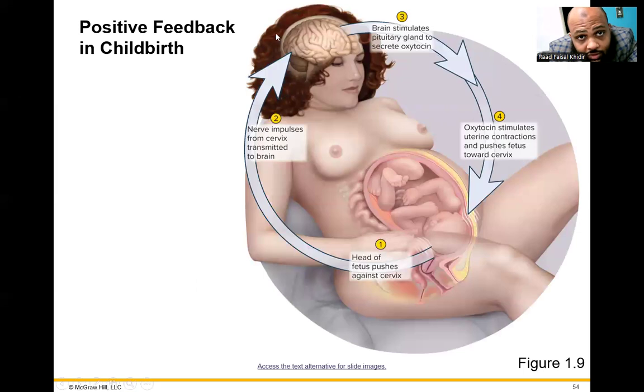Okay, so the positive feedback in childbirth. The head of the fetus pushes against the cervix, and then the nerve impulses from the cervix are transmitted to the brain. Then the brain stimulates the pituitary gland to secrete oxytocin. Then oxytocin stimulates the uterine contractions and pushes the fetus toward the cervix.